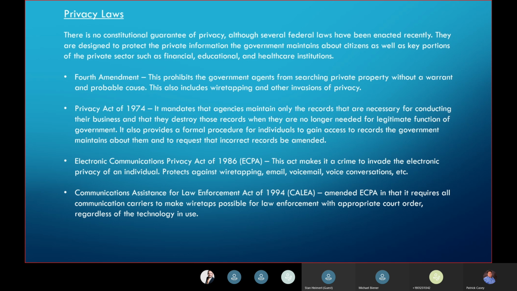The Communications Assistance for Law Enforcement Act of 1994, or CALEA, amended ECPA in that it requires all communication carriers to make wiretaps possible for law enforcement with an appropriate court order, regardless of the technology in use. This created a scramble for providers, right? A lot of providers out there had no way of tapping into their customers' lines. It wasn't something they cared about. They weren't worried about it. The government was the only one known at the time to even do those kinds of things on a spy type of basis. Well, they called it out here so that if there was some sort of terrorist situation or some sort of major crime, they could gain access to those records.